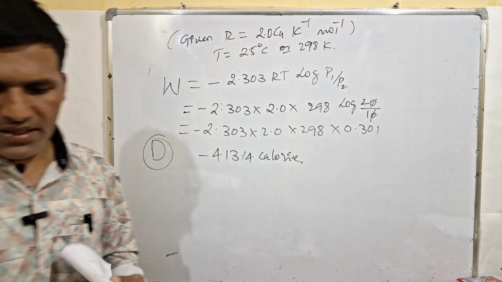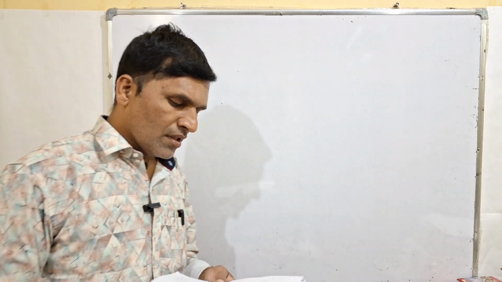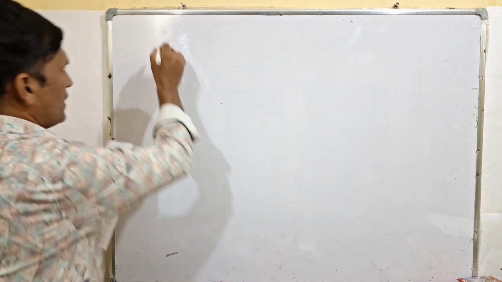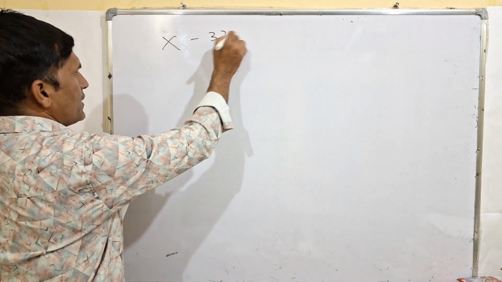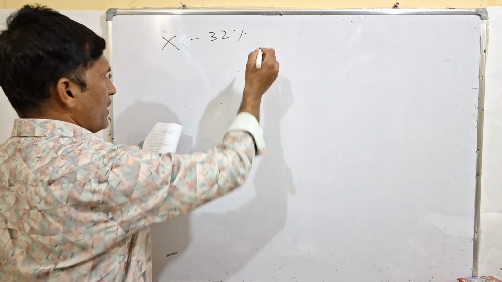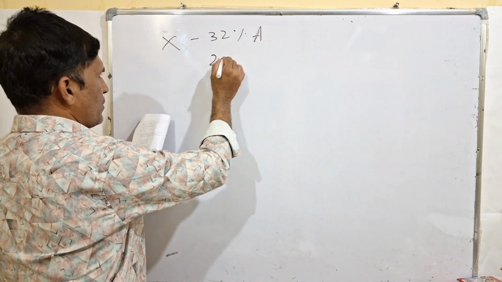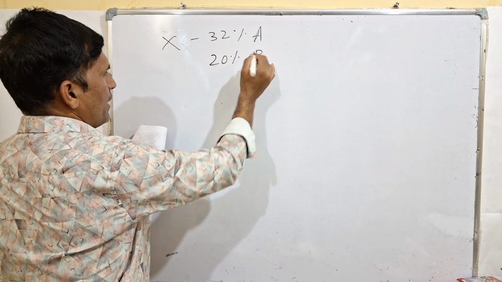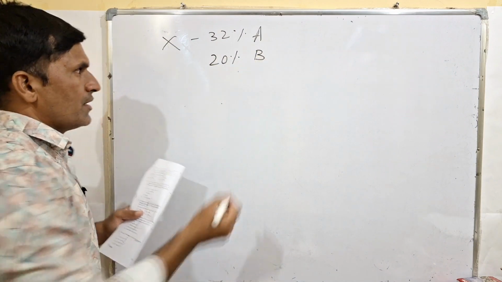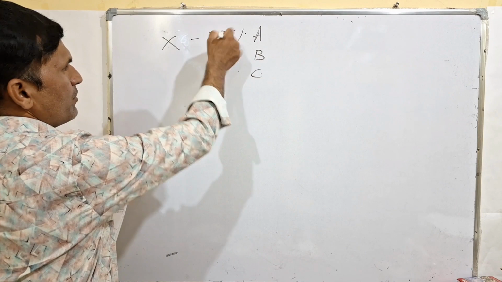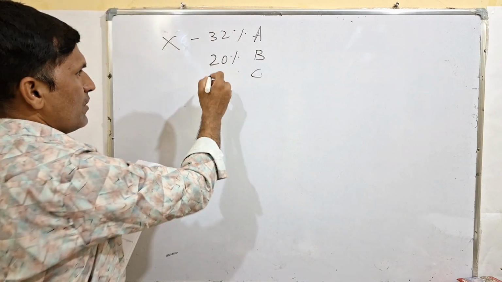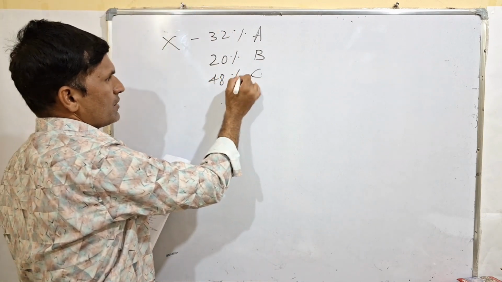All right. We will move on to the next question. A compound X contains 32% of A, then 20% of B and remaining C, he is going to say. So remaining means how much it will be per 100? It will be 48 grams.